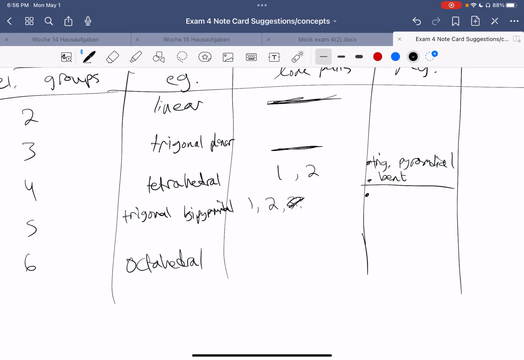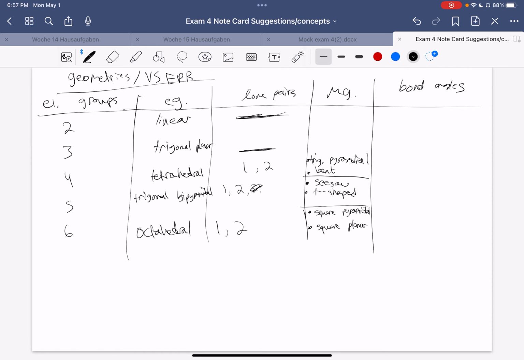But if there's one lone pair, it's going to be seesaw, and then if it's 2 lone pairs, it's going to be T-shaped. I don't think there's anything after that. And then for this one, I think it's the same as well, 1 and 2. If you have one lone pair on an octahedral electron geometry, you're going to have something that is square pyramidal. And then if you have 2 lone pairs, then you'll have square planar.